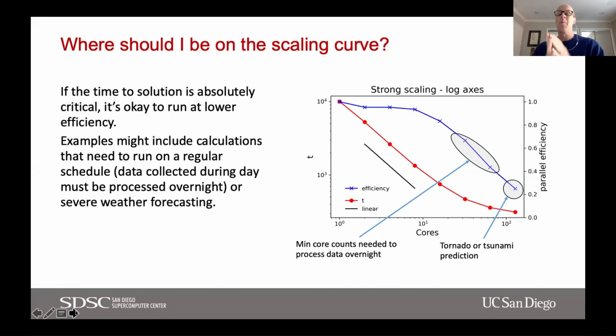Or, and we hope you wouldn't be using our supercomputers for this kind of work, but if you're doing work like severe weather forecasting, where you need an almost immediate response, say we're looking at response to a tornado or tsunami or so on, yeah, then you can keep using more and more cores as long as your runtime continues to decrease.